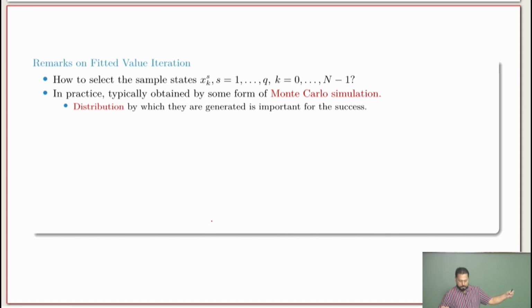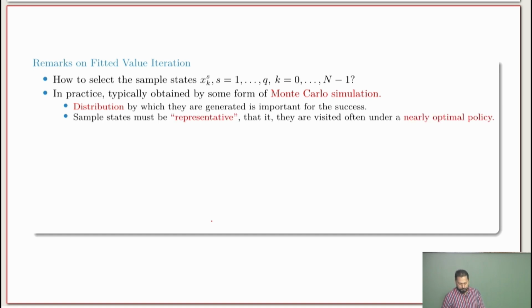You sample these states randomly, but the sample states that you use in your training data must be representative. Although it is random, if it is not representative, then you will take a long time to learn, because the useful samples may be very limited in the training data. So maybe you make sure that these are the states which are close to the nearly optimal policy.